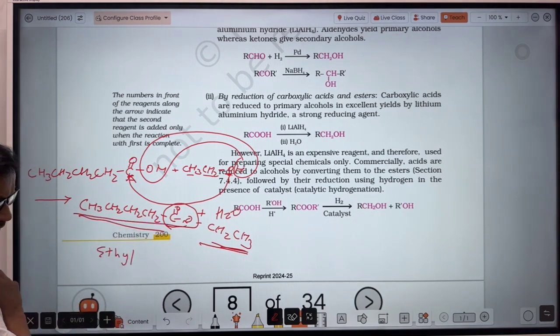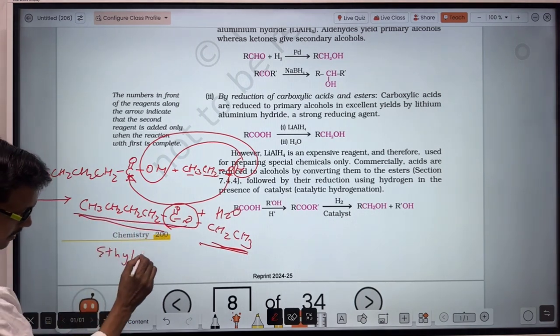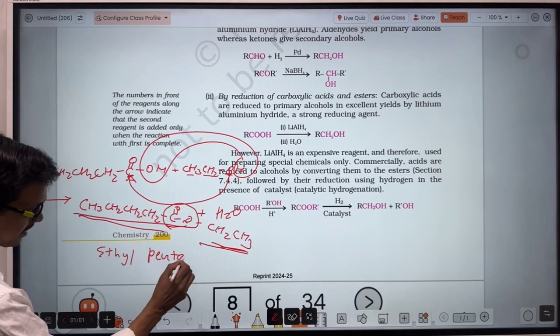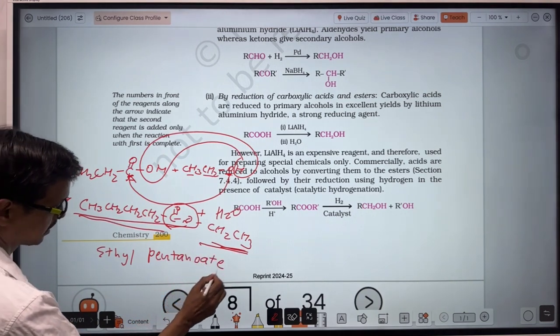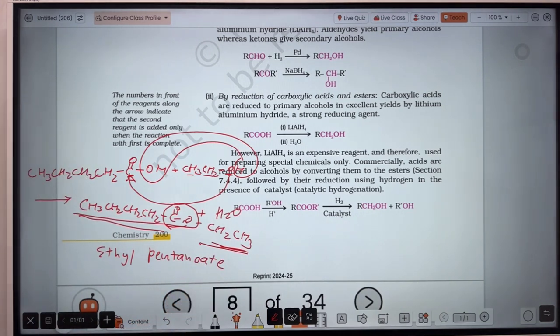And for this one we write oate. So it is of 5 carbon, so we will write pentanoate. So the IUPAC name of this compound is ethyl pentanoate.